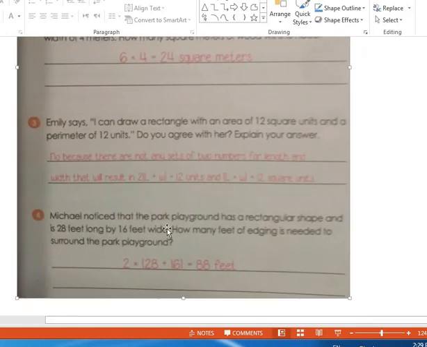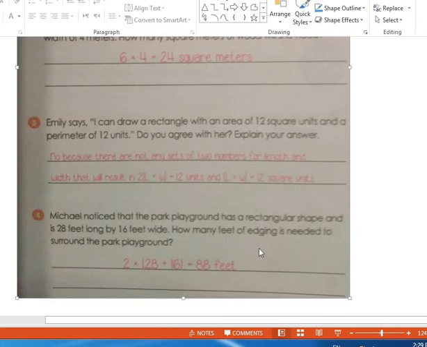Michael noticed that the park playground has a rectangular shape and is 28 feet long by 16 feet wide. How many feet of edging is needed to surround the park playground?